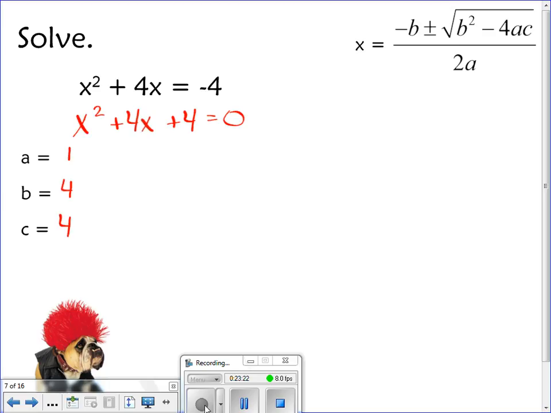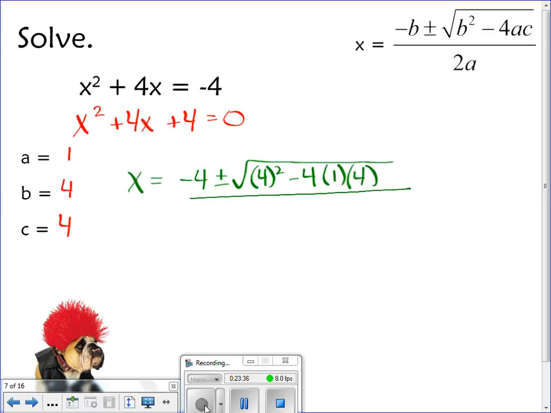Good. All right. So then we got x equals negative B, negative 4, plus or minus the square root of 4 squared minus 4 times my A times my C, all over 2 times A. All right, so double check. Make sure you at least started correctly. If you plug the wrong numbers in there, you're in trouble.